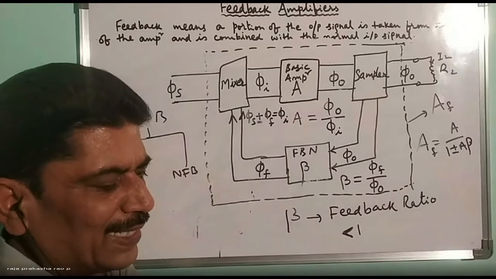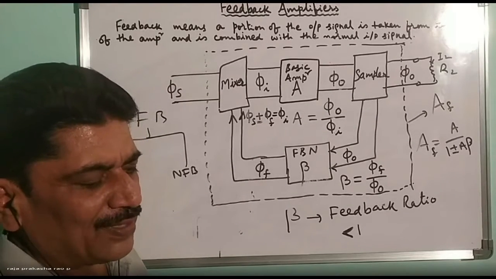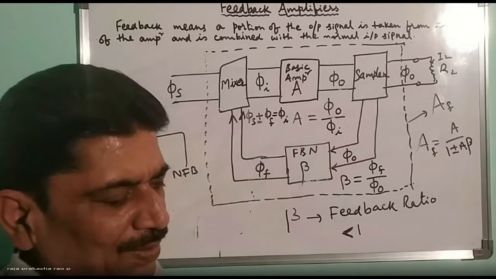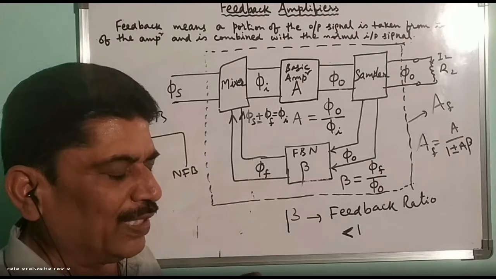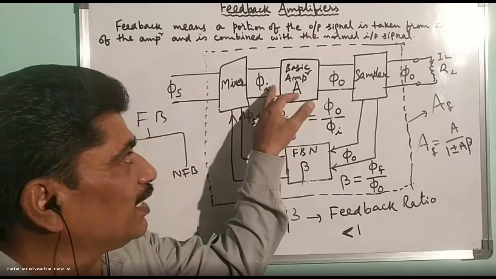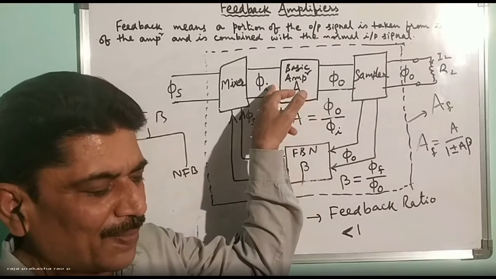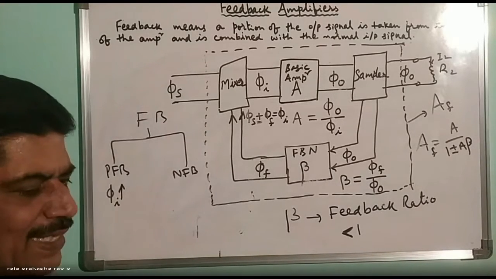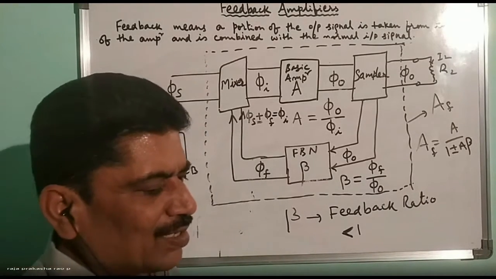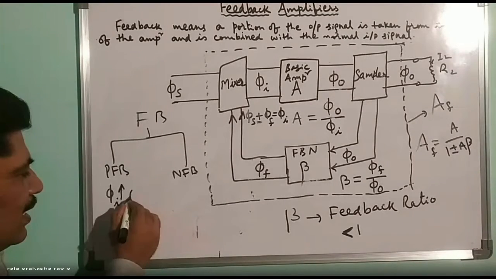The input value is increasing or decreasing? Just answer me. In the positive feedback, what we are doing? Adding, sir. So we are adding. So when we are adding, what is happening here? This input signal phi I is increasing or decreasing? Increasing, sir. Yeah, I am writing this. In the positive feedback, this phi I is increased. When phi I is increased, automatically phi 0 also increased or not? Yes, sir. So phi 0 also increases.